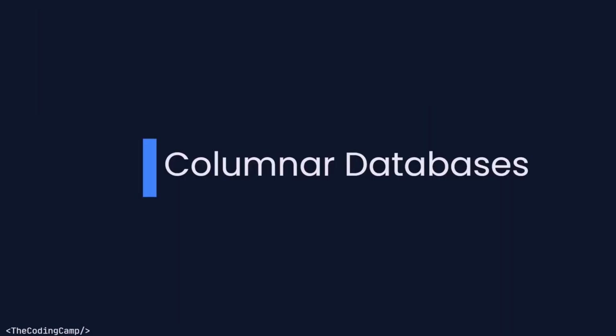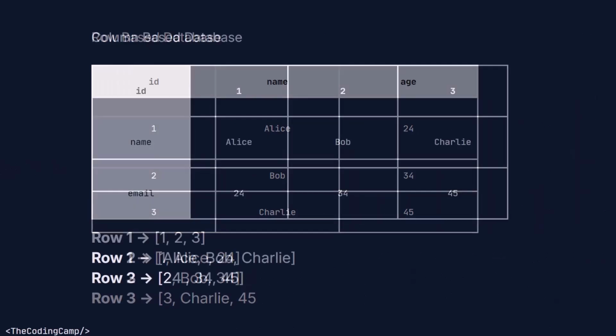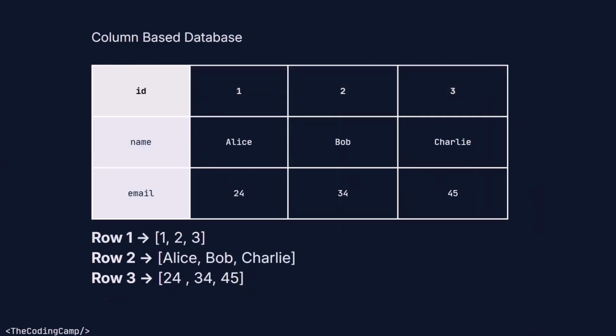A columnar database stores data by columns instead of rows. For example, this is how a traditional row-based database stores data. And this is how the same data is stored in a columnar database. Each column is stored separately and contiguously. Columnar databases are optimized for analytical queries.